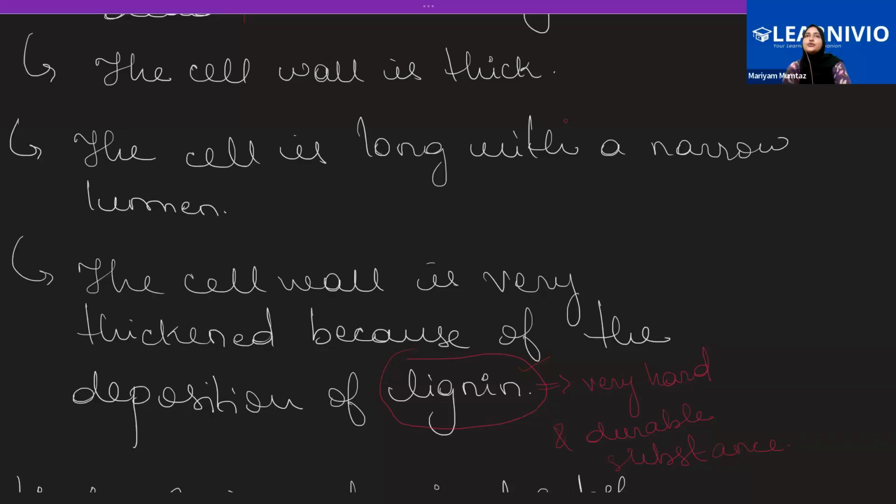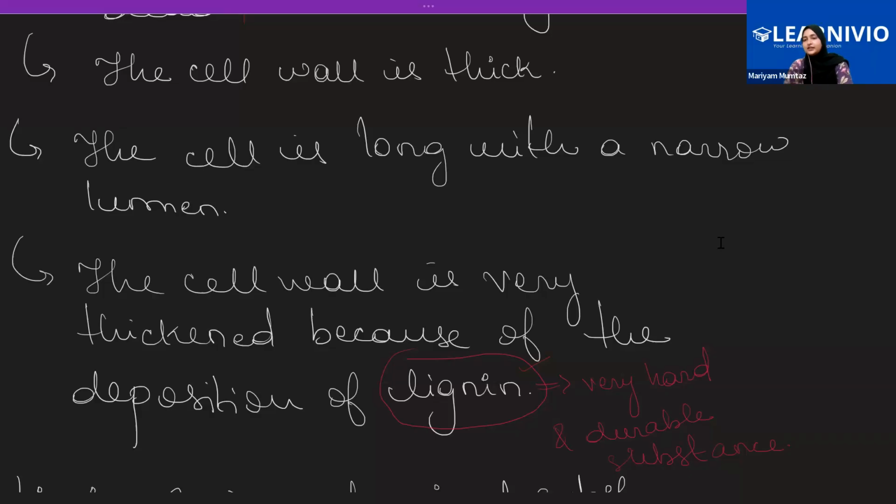Now, parenchyma tissues are mostly living tissues, right? They are mostly living and they have a lot of intercellular spaces present. They have a thin wall which is made up of cellulose, okay? And the most important function performed by the parenchyma tissue is storage. It helps the plant to store stuff.